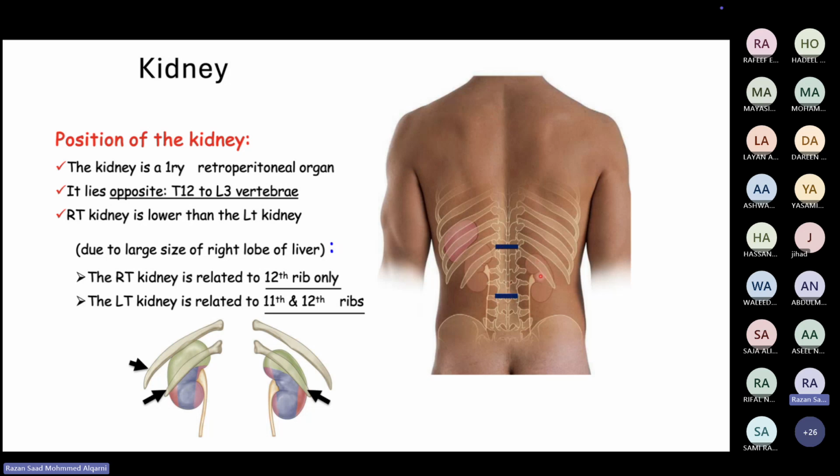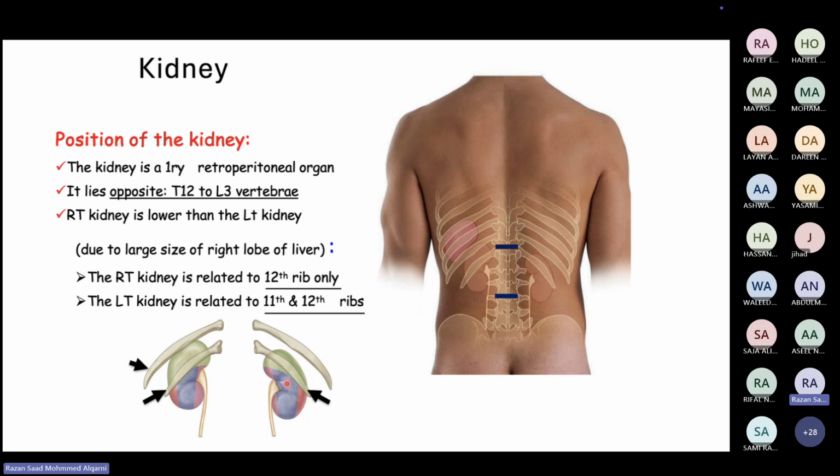The right and left, as you can see, differ in their position. The right kidney, as you can see here, is a little bit lower than the left kidney. Why? This is because of the liver position, specifically the right lobe of the liver, which pushes the right kidney lower than the left kidney. So if we are more specific, this is the right kidney from the posterior view, and this is the left kidney from the posterior view.